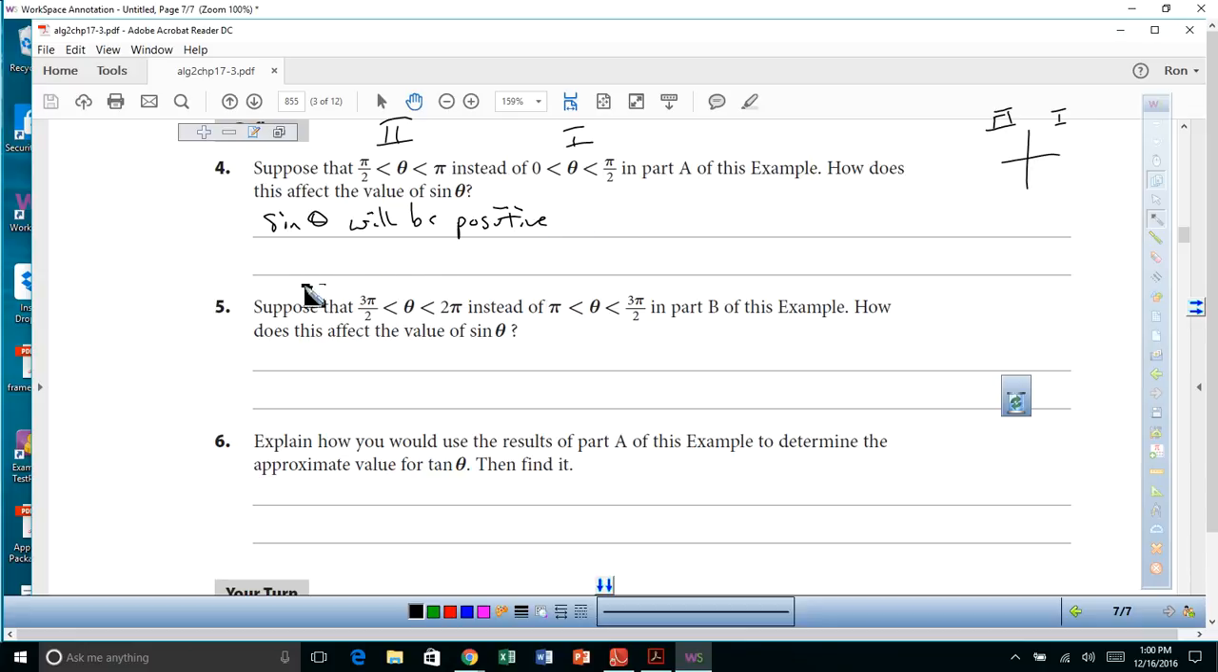Number 5. Suppose that 3 pi over 2 is less than theta, so 3 pi over 2, that's going to be quadrant 4 instead of quadrant 3. All right, in part B, how does this affect the value of sine theta? Okay, quadrant 3 is over here, right? So sine is going to be negative. So sine theta is a negative value.